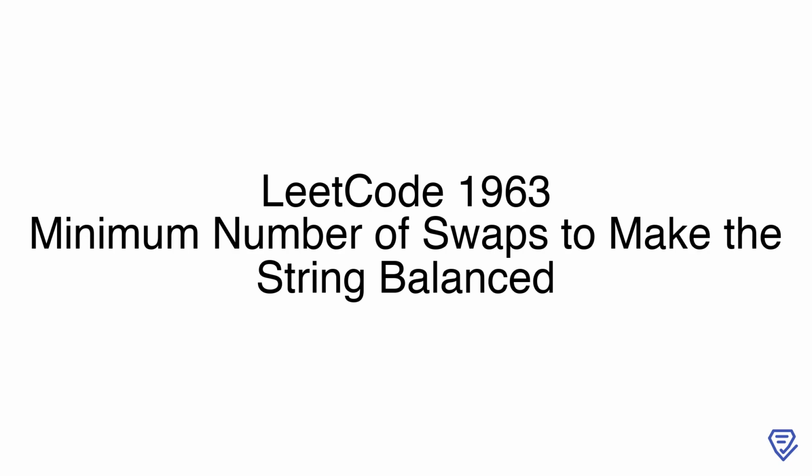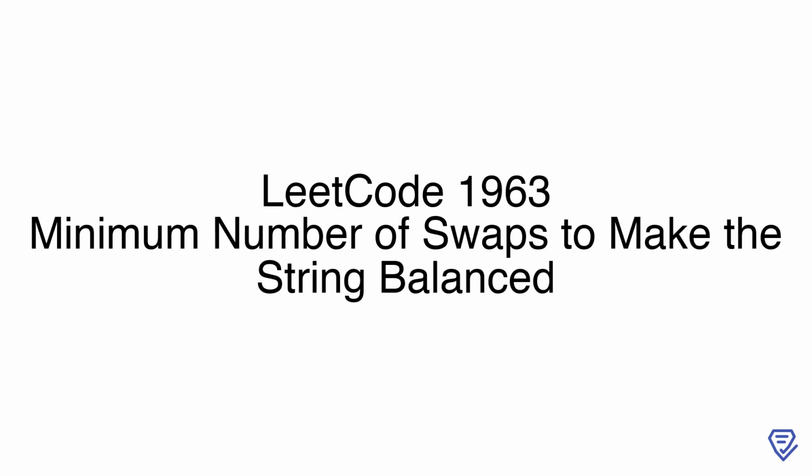Welcome! In this session, we'll explore problem number 1963, titled Minimum Number of Swaps to Make the String Balanced. This is an interesting problem that challenges our ability to manipulate strings efficiently. We'll dive into the problem requirements, analyze potential approaches, and ultimately derive an optimal solution.